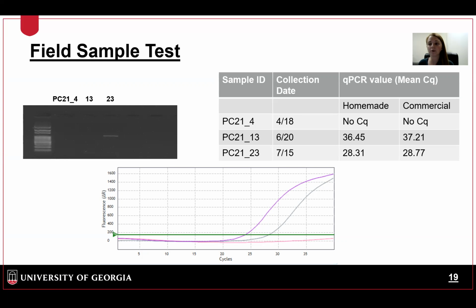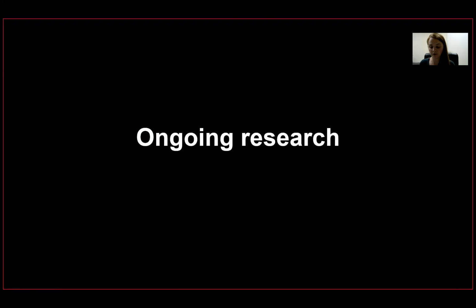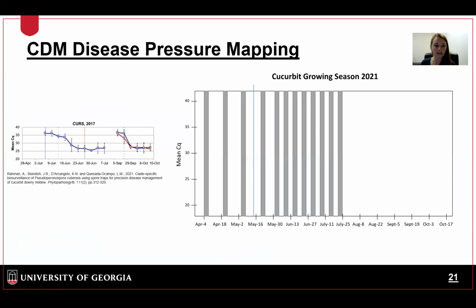We compared the homemade spore trap to the commercial spore trap using qPCR values and found that, again, there was no significant difference between Cq values of homemade and commercial spore trap when applied in the field. With this, we would like to continue to use our homemade spore trap to contribute to those monitoring efforts. So some ongoing research that we're doing: our collaborators at North Carolina State University at the Quesada-Ocampo lab were able to develop a disease map using a spore trap in the 2017 growing season. We would like to do the same thing here in Georgia with the 2021 growing season, where the gray rods here you can see are where we collected this year, and then this is when Georgia first detected downy mildew.